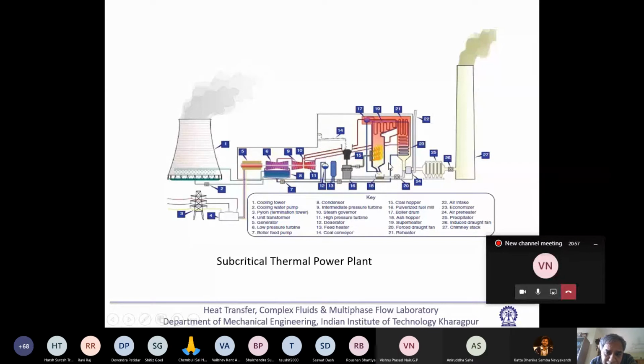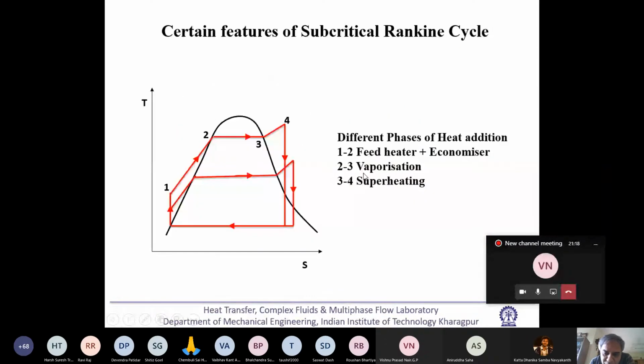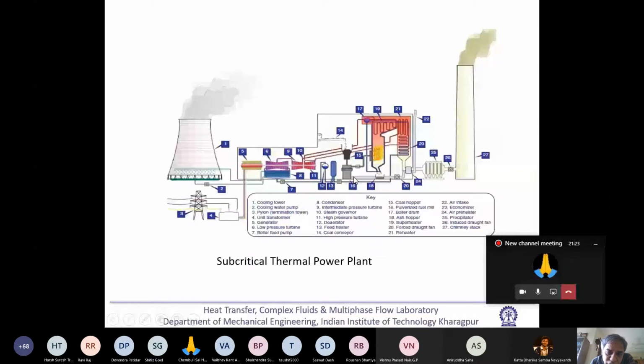the water goes here, and here there is an economizer. Economizer means the subcooled water is brought almost to the saturation temperature. Then from the economizer, here it is going, and here the water goes into some sort of a circulation loop. This I will explain in a diagram, maybe after one or two slides. And then here the evaporation takes place.